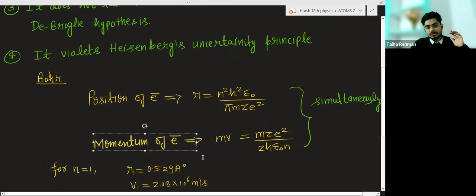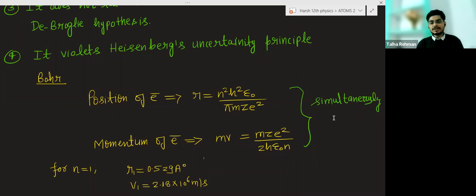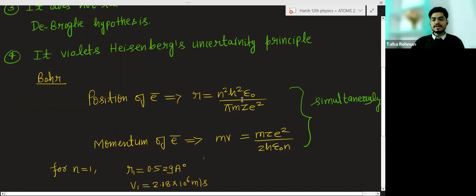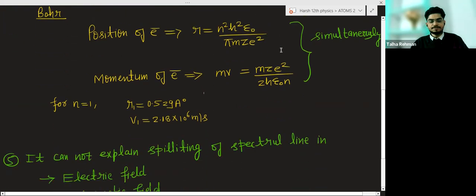The momentum of the electron we can calculate because we know the velocity of the electron in a particular orbit. With the help of velocity we can calculate the momentum also. So we can calculate these two simultaneously according to Bohr's model. But according to the Heisenberg uncertainty principle, you cannot calculate the position and the momentum at the same time. So it is violating the Heisenberg uncertainty principle.